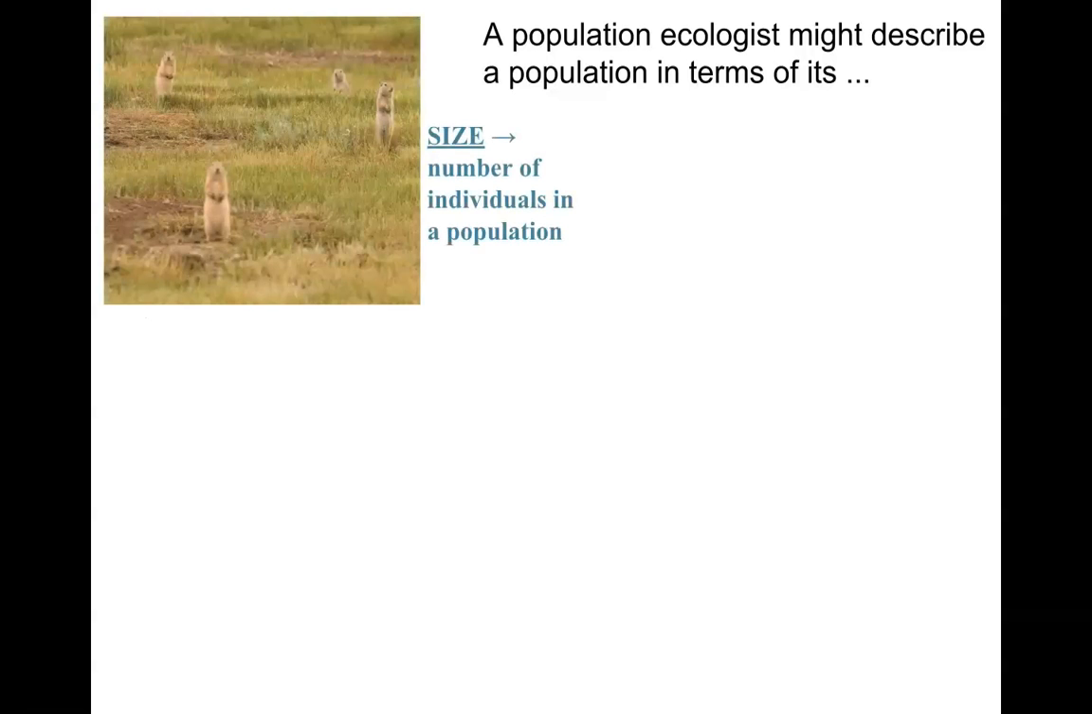So a population ecologist might describe a population in terms of three things that I'm going to give you: size, the number of individuals in a population, 1, 2, 3, 4, maybe it's 40, maybe it's 400, maybe it's 4,000. It depends on the species, depends on the population.